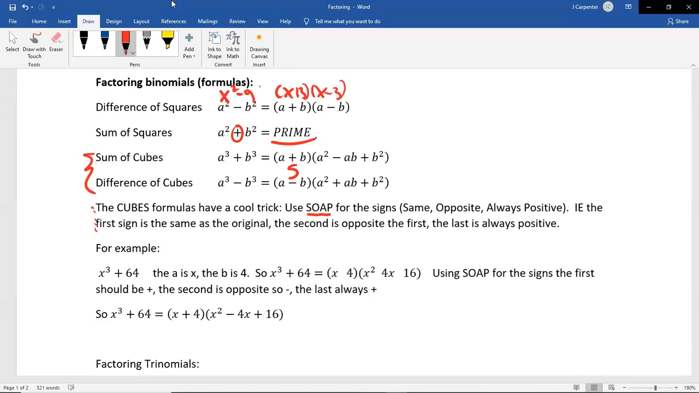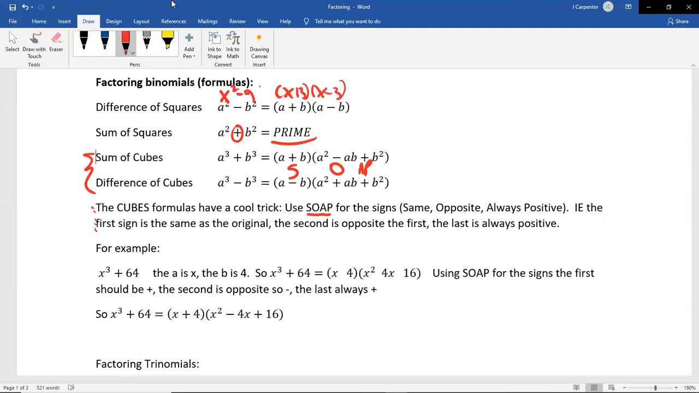The O stands for opposite, so the second sign is opposite of the first sign. So if the first one's plus, the second's minus. If the first one's minus, the second one's plus. And the last one is AP, always positive. So the last one goes together, always positive. No matter what, the third one is always positive.